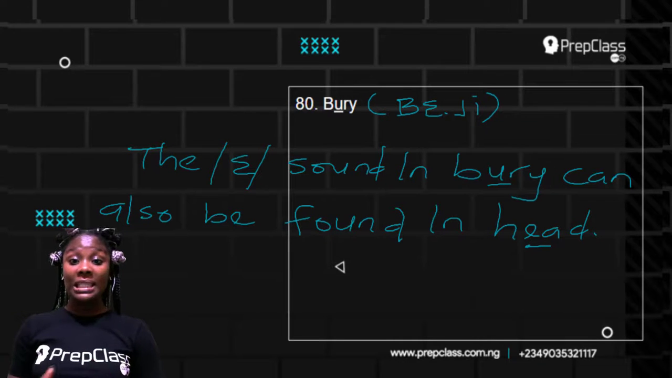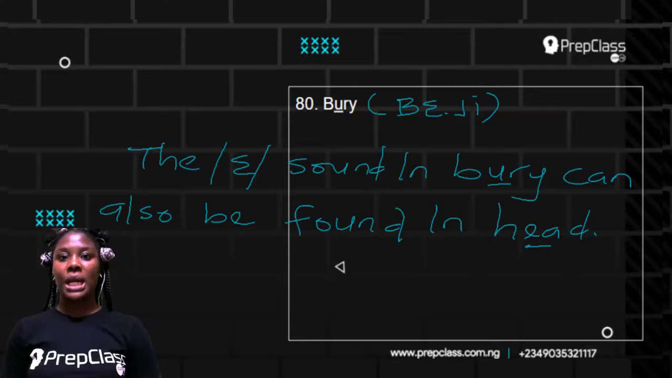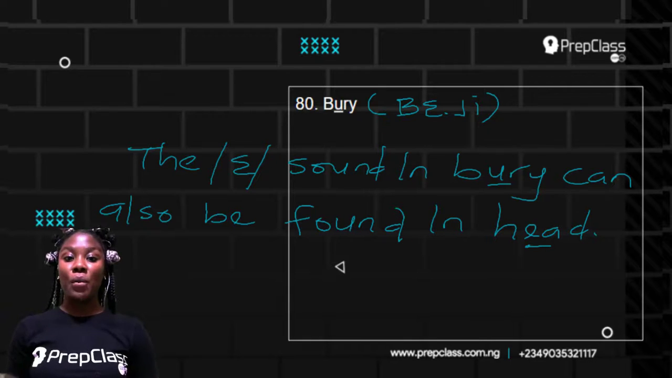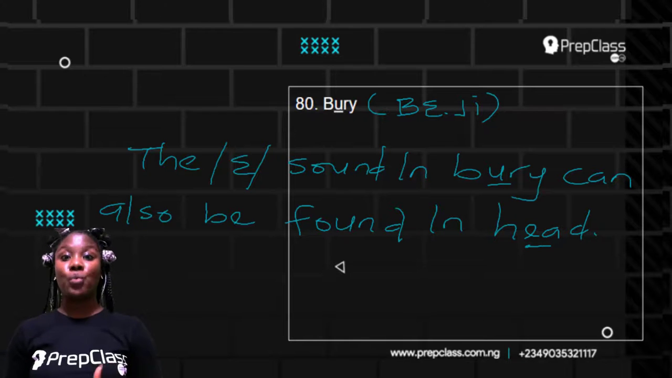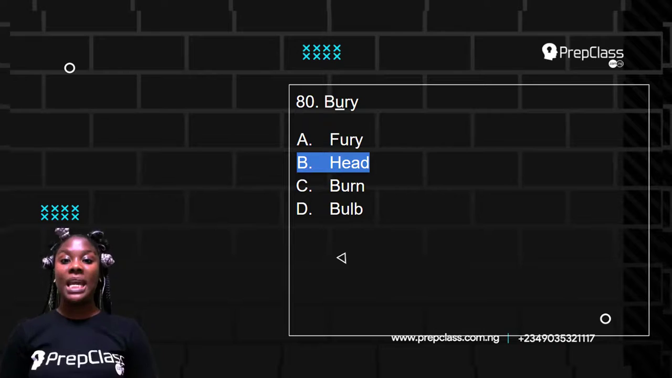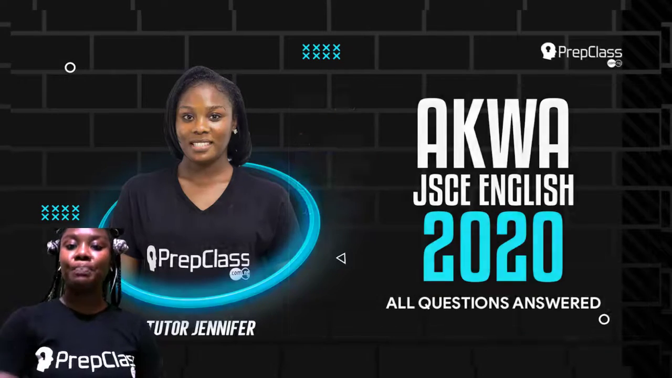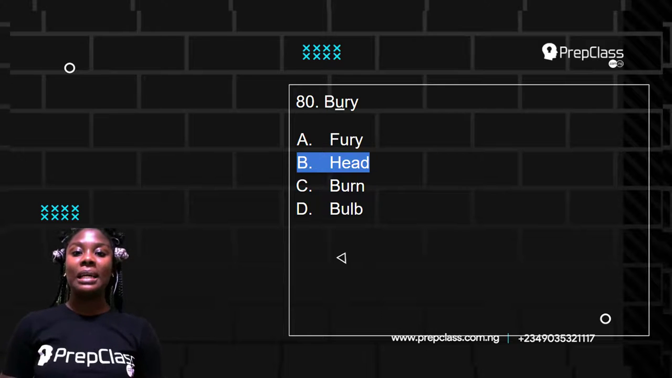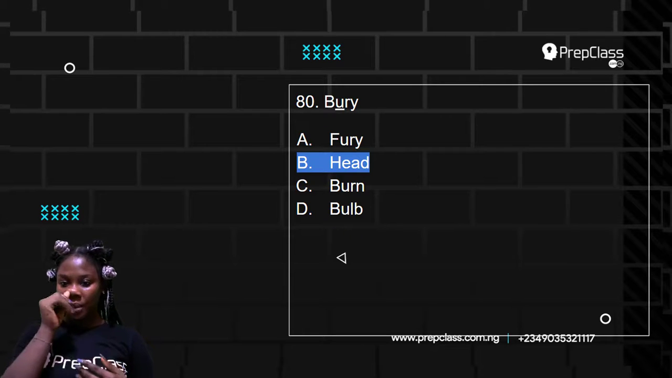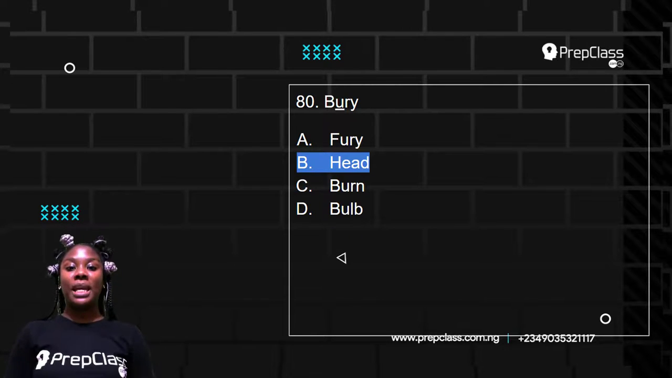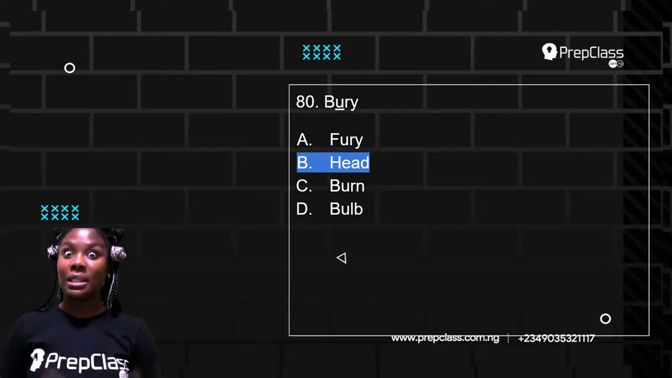The sound in berry can also be found in head. Berry, head. See? So we have option B, head. So that is it for this learning session in speechwork.